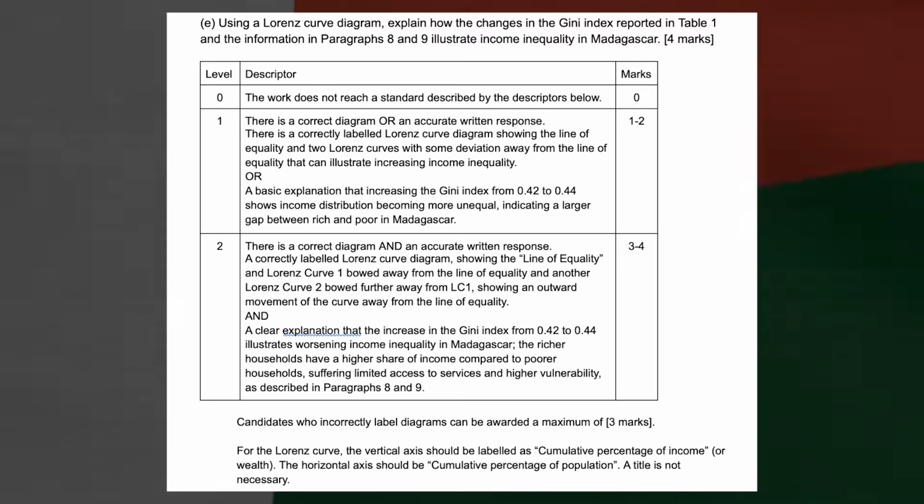3 to 4 marks. Candidates who incorrectly label diagrams can be awarded a maximum of 3 marks. For the Lorenz curve, the vertical axis should be labeled as cumulative percentage of income or wealth. The horizontal axis should be cumulative percentage of population. A title is not necessary.